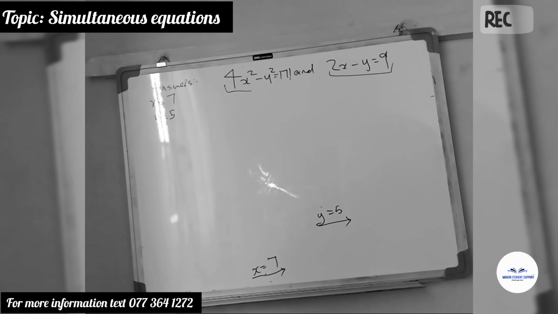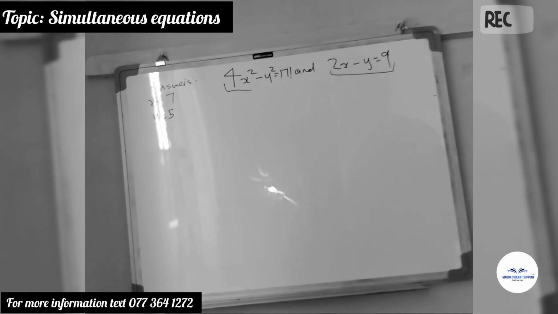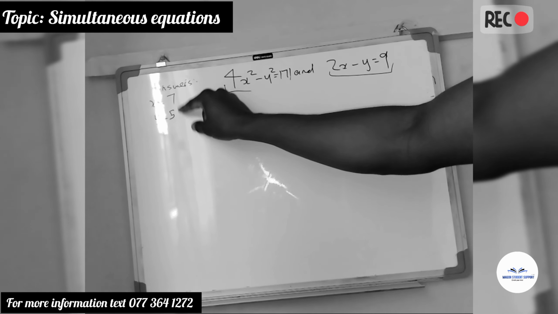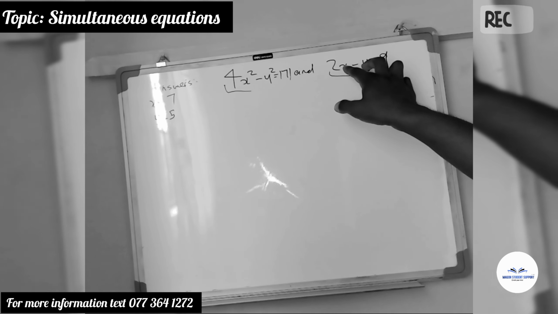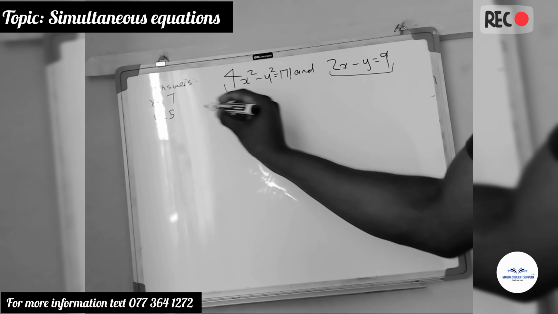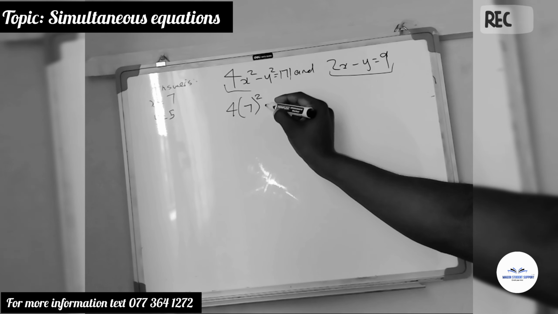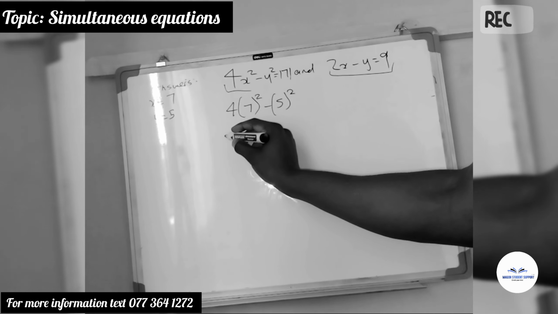So we have these two equations here, this one and this one. It means that when we substitute these values into this equation, it must give us this. And when we substitute these values into this equation, it must give us 9. So let's start with this one. In the place of x, we must put 7. It will be 4, in the place of x we put 7 minus, in the place of y we put 5. It must give us the same answer.